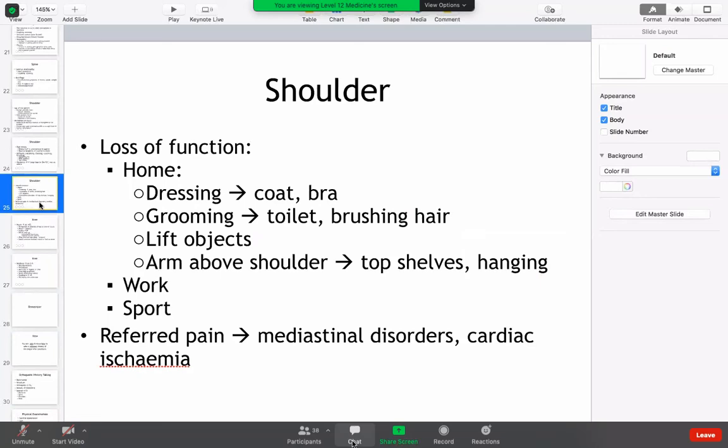Also, you should ask about functions related to the upper extremity, like dressing, grooming, lifting objects, putting the arm above the shoulder, work and sports. Sometimes you have shoulder pain referred from other organs like mediastinal disorders or cardiac ischemia, so you have to keep this in mind. The best way to differentiate is whether the pain is mechanical or not. If you have pain with movement of the shoulder, most likely the shoulder is the source.